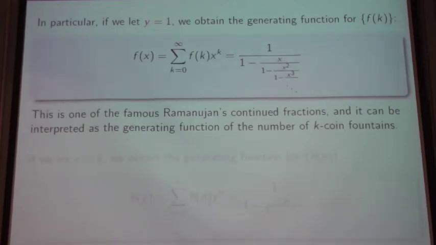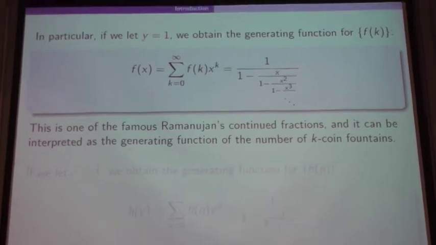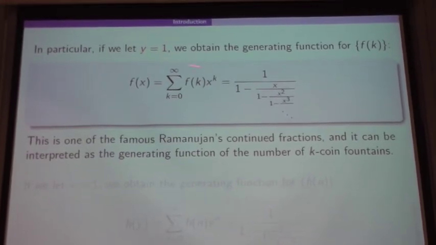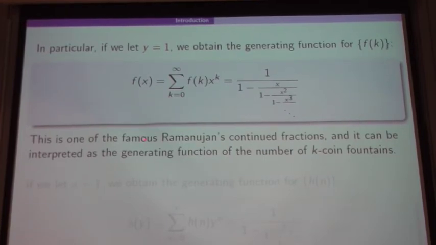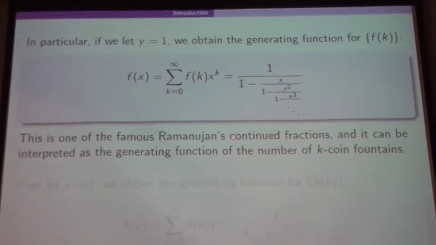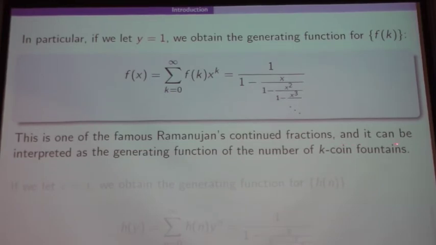Okay. So then if we specialize y equals 1, then we obtain this generating function, which of course is one of the famous Ramanujan's continued fractions, and we can see that this is one of the combinatorial interpretations to Ramanujan's famous continued fraction identity.